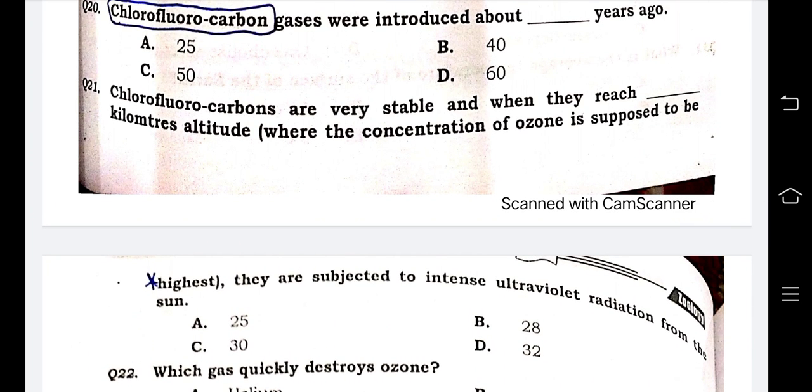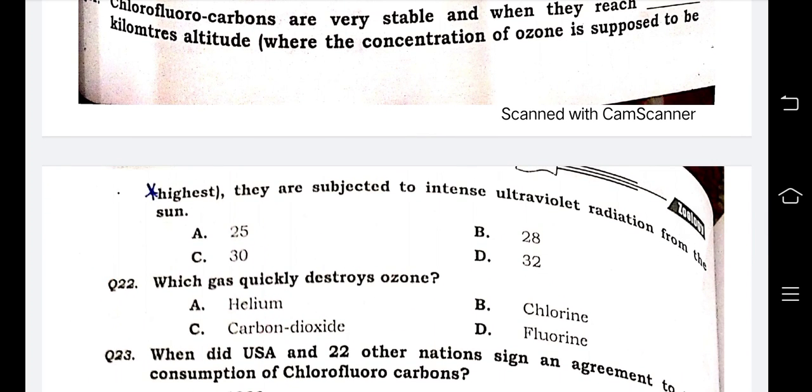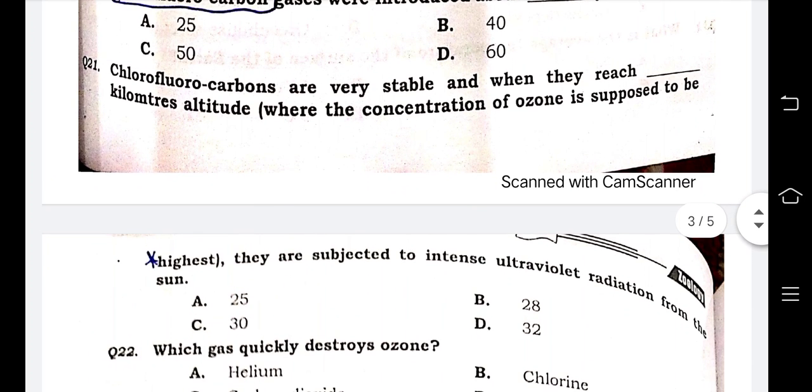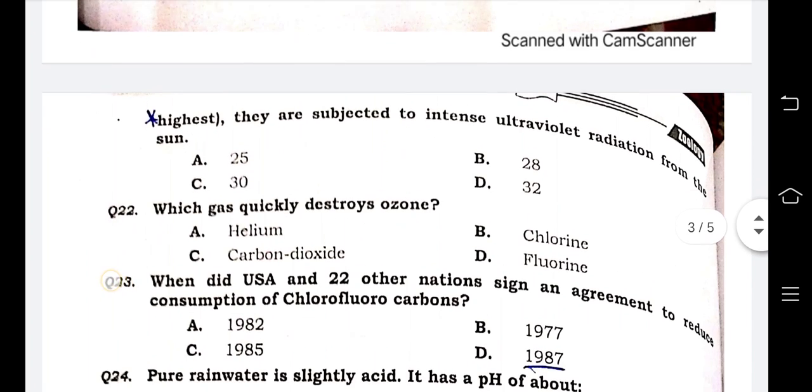Chlorofluorocarbons are very stable, and when they reach dash kilometers, they are subjected to intense ultraviolet radiations from the sun. Option A 25, option B 28, option C 30, option D 32. These values are all about kilometers. So chlorofluorocarbons are very stable, and when they reach 25 kilometers altitude, they are subjected to intense ultraviolet radiations from the sun. Option A is true.